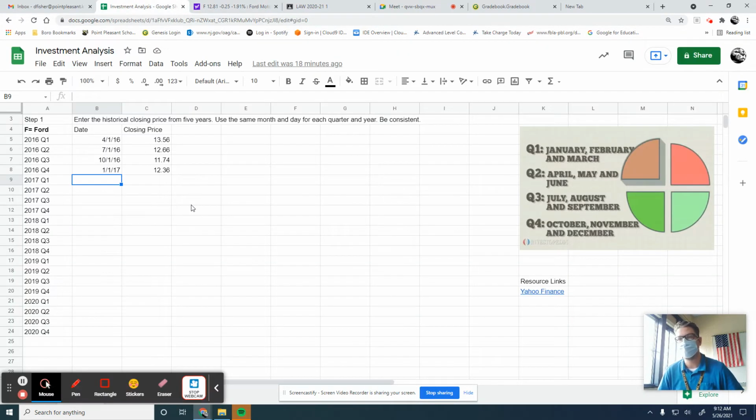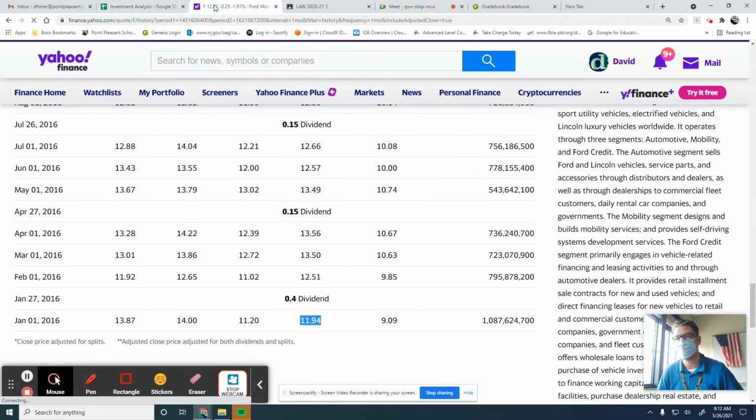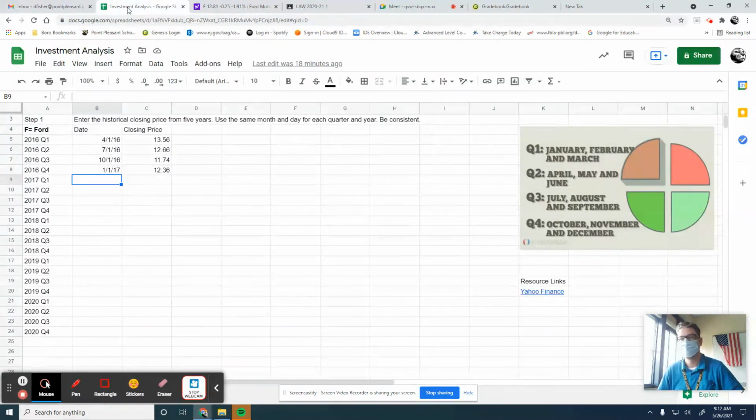You'll have your own spreadsheet. Oh, sorry, I don't want January. I want to go out to January, February, March, April 1st. And I'll show you why in a second. So April 1st, the price was $13.56. So you can see I've already put it in right here. So April 1st, 2016, $13.56. Why April 1st? That's the best number.